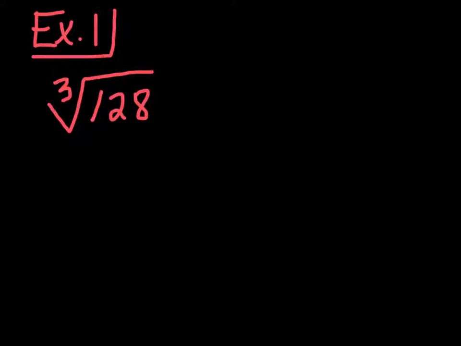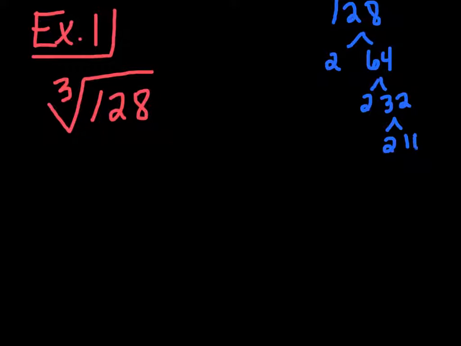So our first example is a root of 3. And under our radical, we have 128. So what we're going to have to do is break down 128 into prime factors. So what two numbers multiply to give you 128? You can start out with just 2 and 64. 64 breaks down into 2 and 32. 32 breaks down into 2 and 16. 16 breaks down into 2 and 8. 8 breaks down into 2 and 4. 4 breaks down into 2 and 2.